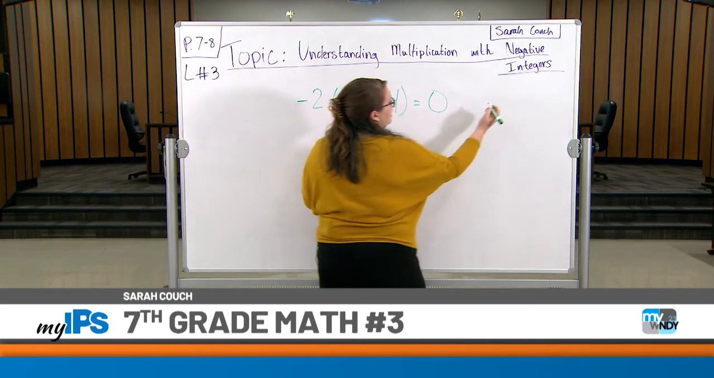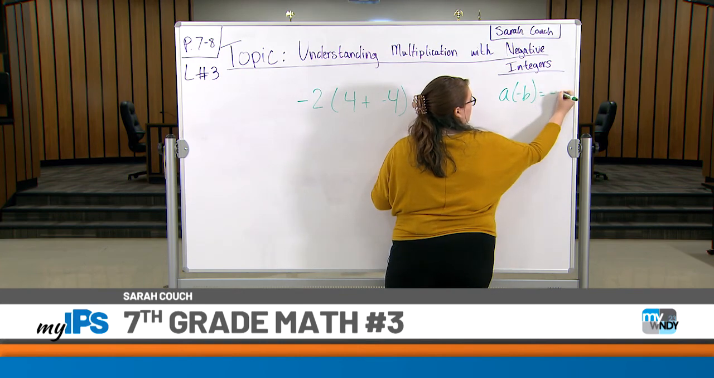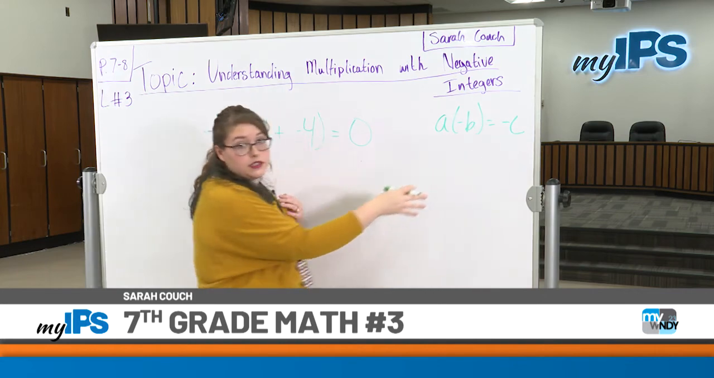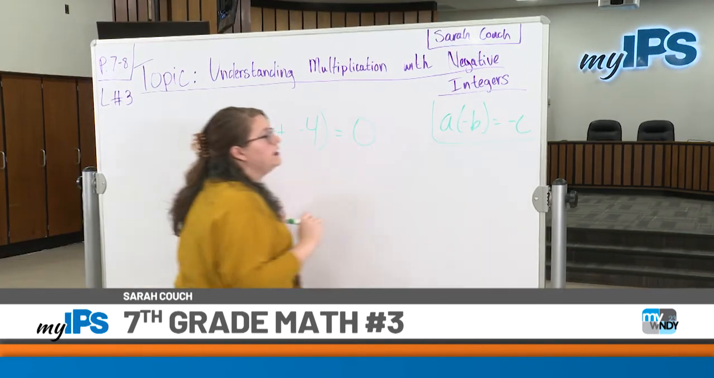All right, guys, so we talked about what happens when we multiplied a positive number times a negative number, right? We had A times negative B, right? We knew that was going to be negative C, and even if these switched, if this was negative, this was positive, C would still be negative, right? Let me go ahead and block that off so I don't erase it later.